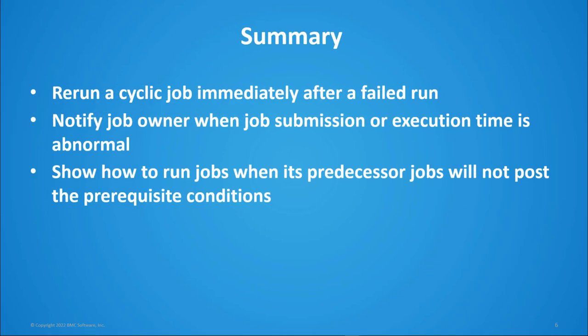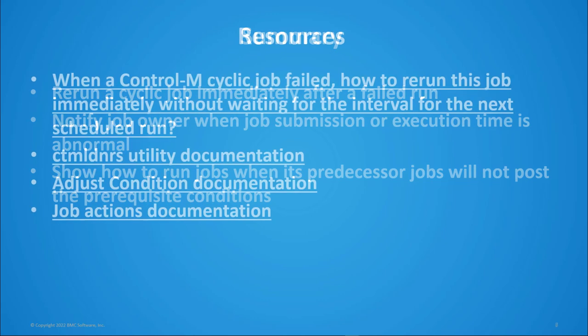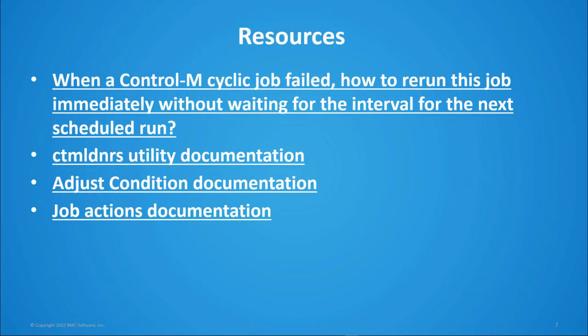Here is a summary of what we demonstrated today. We showed how to rerun a Cyclic job immediately after it fails, then configured a job to send an alert when it runs too long. Next, we showed how to run jobs when the predecessor job will not run that day and ended with using the CTMDNRS utility to manually add a condition. Here are some resources you can use regarding today's demonstration. The first is an article that talks about rerunning failed Cyclic jobs. The next three are from our documentation, which discuss the CTMDNRS utility, conditions, and job actions.